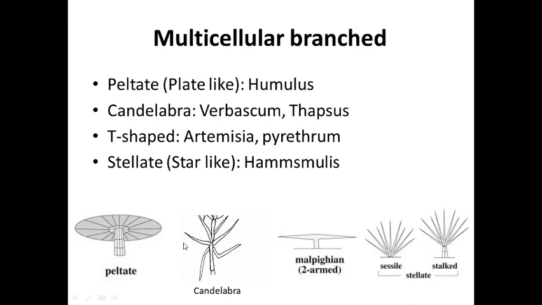Next, candelabra. These are the sharp and elongated multicellular trichomes with branching. So an example is Verbascum thapsus. This plant contains the candelabra type covering trichomes. Next, the T-shaped covering trichomes. The shape of the trichome is like a capital letter T. You can see here. So examples are Artemisia and Pyrethrum. These two plants contain T-shaped multicellular covering trichomes.